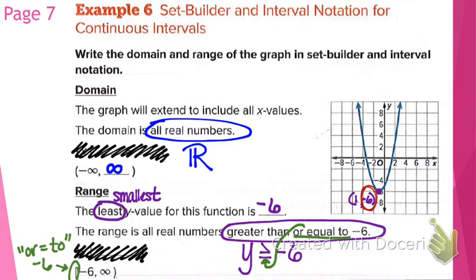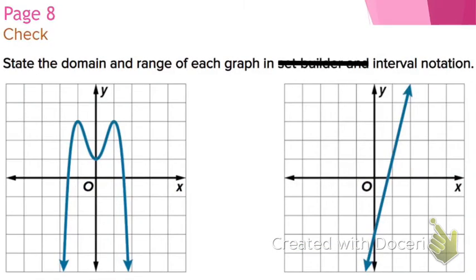Flip the page for me. Next example's on the next page. We're going to do domain and range here in both interval notation. You guys have lines underneath the graphs. My screen cut those lines off. I don't know why. I'm going to do domain in red and range in purple.